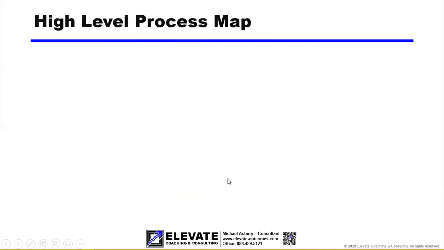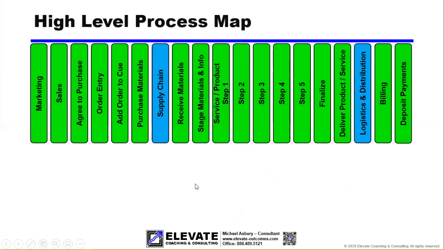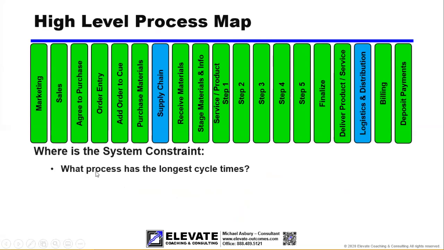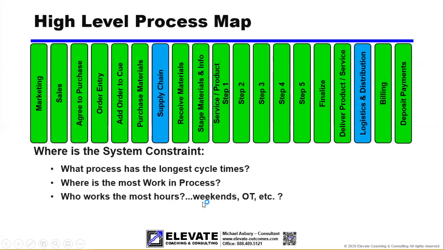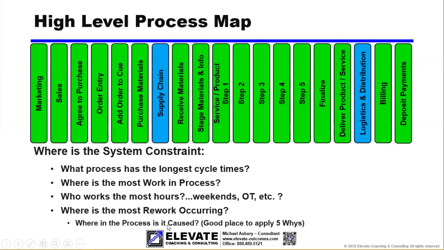Okay. So let's take a high level process map now and say, okay, where should we focus? There's a lot of things that we could be focusing on here. So where's our constraint? What if we improve is going to have the most impact? So one thing that I'd like to look at is where's the longest cycle times? Where's the most work in process? Who works the most hours, such as certain areas that work weekends or more shifts or more overtime? Where's the most rework occurring? And we may need to focus on which process is causing it rather than where it is being fixed, okay? So we can use our 5 whys.